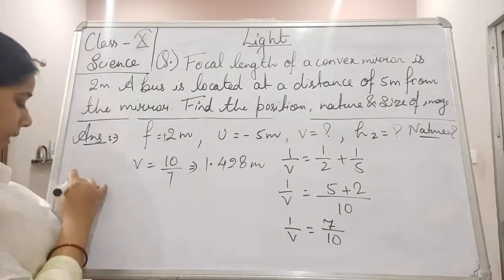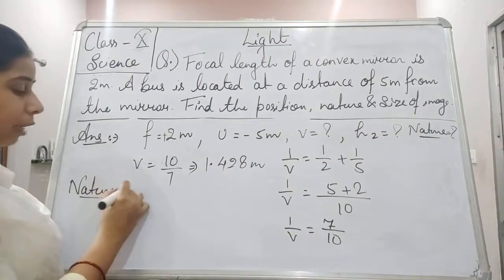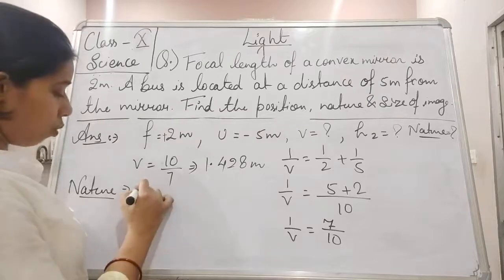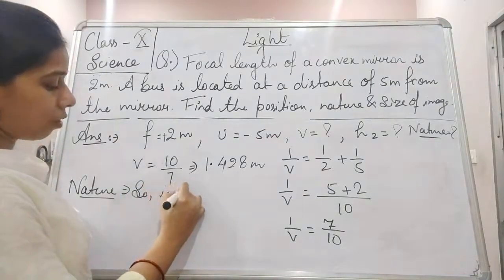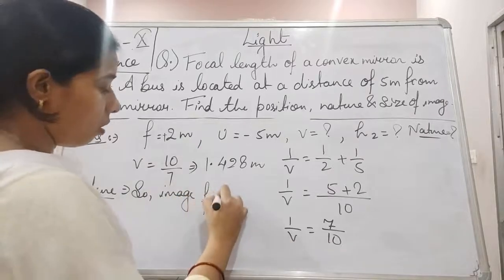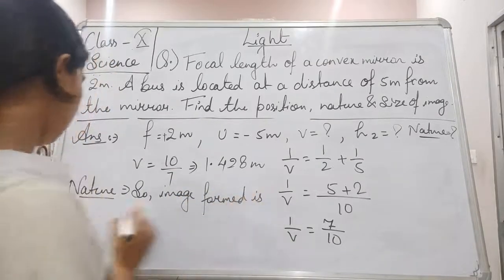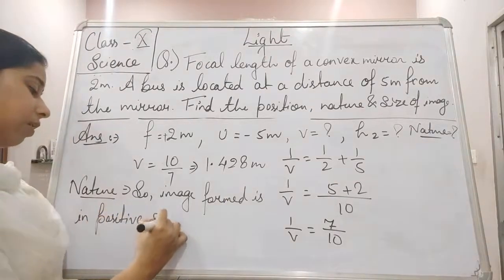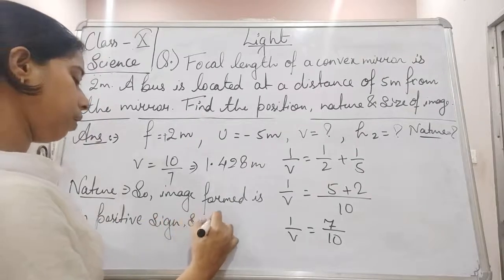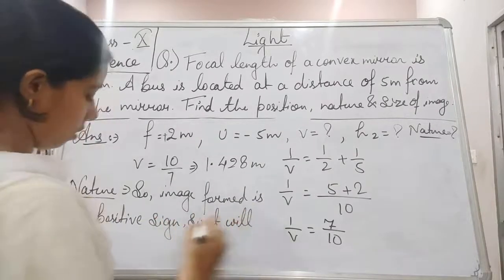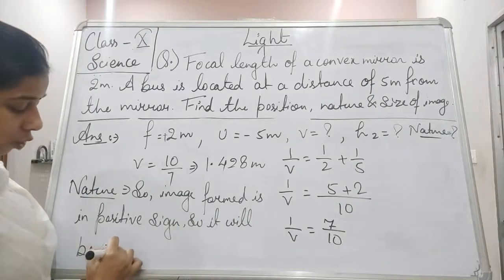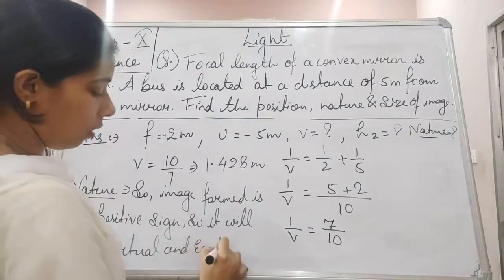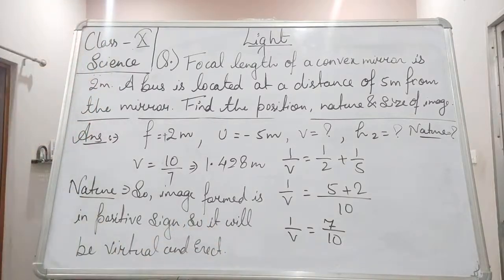What is the nature? As we can see, the value that we get of v is positive. So it will be virtual and erect. The image formed is in positive sign. So it will be virtual and erect.